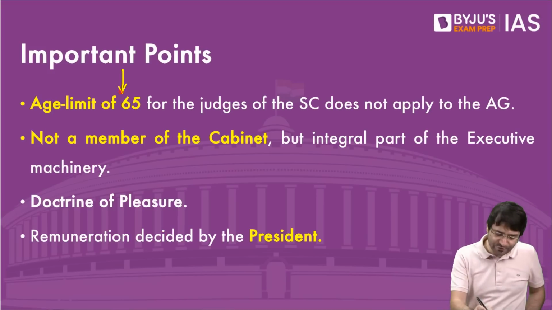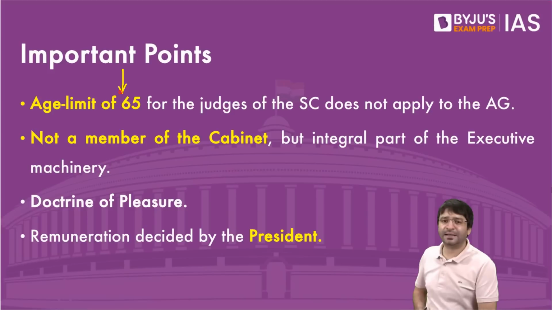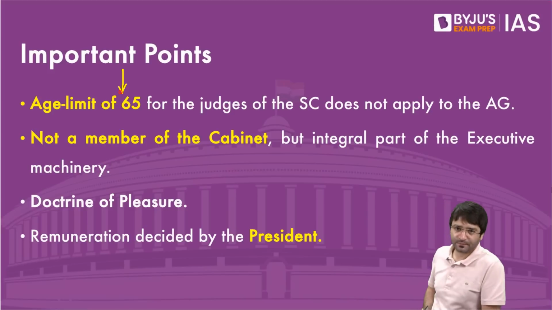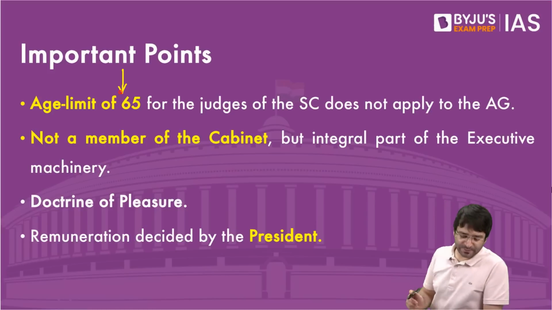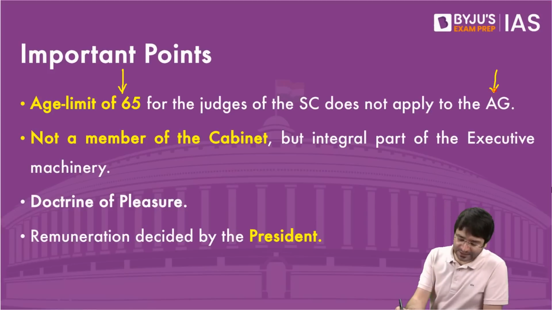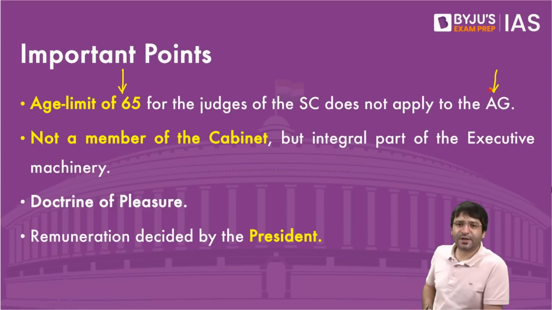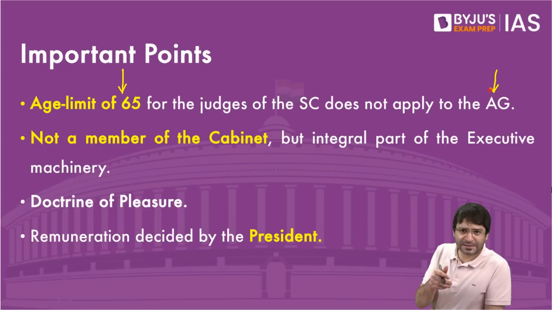The judges of the Supreme Court retire at the age of 65. But this age limit does not apply to the Attorney General. For example, we have Mr. Venkatramani as the Attorney General. He's in his 70s.